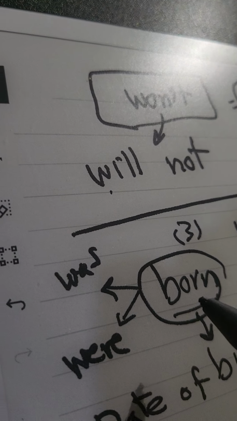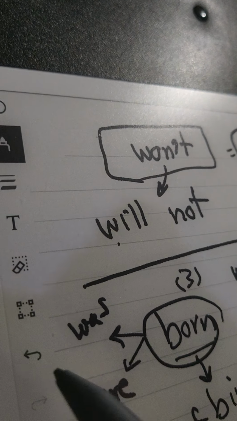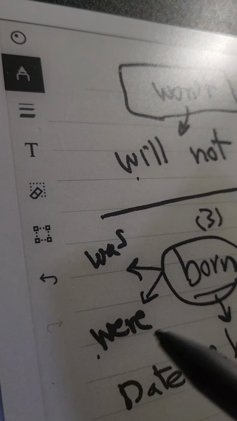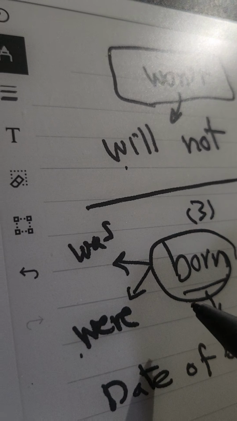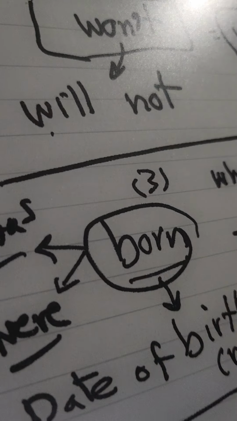I was born. He was born. She was born. It was born. They were born. You were born. We were born. Always in the past, passive. So this is number one.